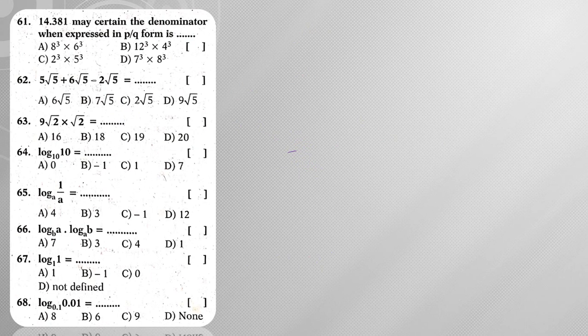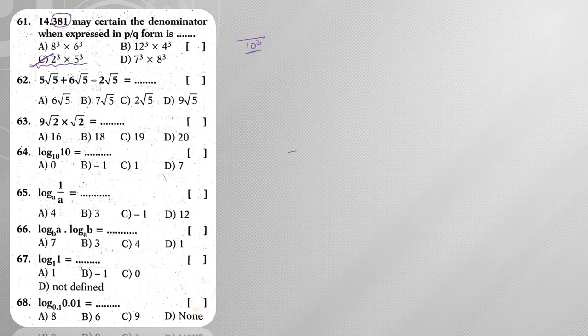Next, moving on to question number 61. Here if you observe, after the decimal point, how many decimal place values are there? There are 3 decimal place values, so it is clearly evident that option C would be my answer, because 3 decimal place values means the denominator should contain 10 power 3, right?